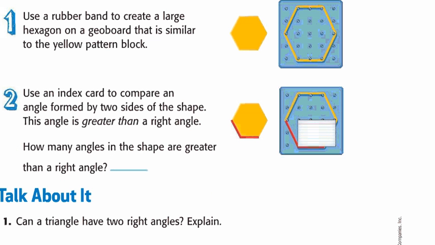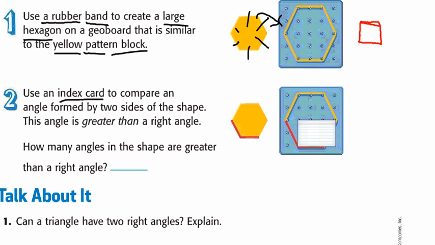Now, the last thing they ask us to do in this lesson is use a rubber band to create a large hexagon on a geoboard that is similar to the yellow pattern block. We should know that a hexagon has 1, 2, 3, 4, 5, 6 sides. Here's our hexagon on the geoboard. And we're going to use that index card, or we can simply use our square, and compare an angle formed by 2 sides of the shape. Is this angle greater than or less than our right angle?